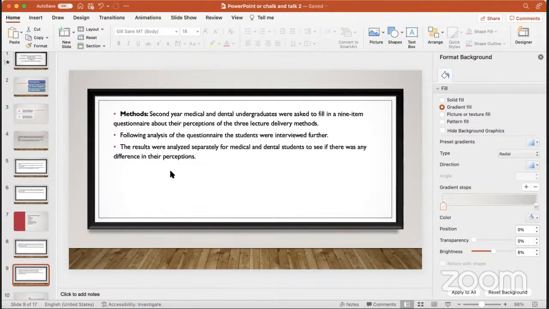So they used second-year medical and dental undergraduates, who were asked to fill a 9-item questionnaire about their perception of 3 lecture delivery methods. Following analysis of the questionnaire, the students were interviewed further. The results were analyzed separately for medical students to see if there was any difference in their perceptions.